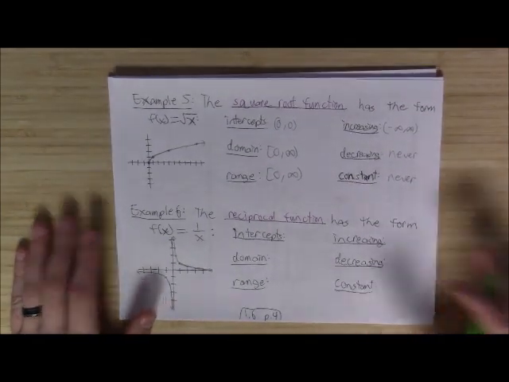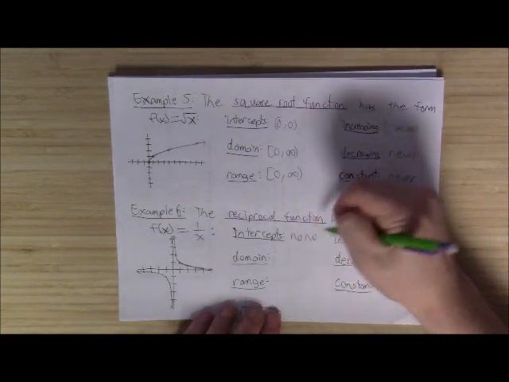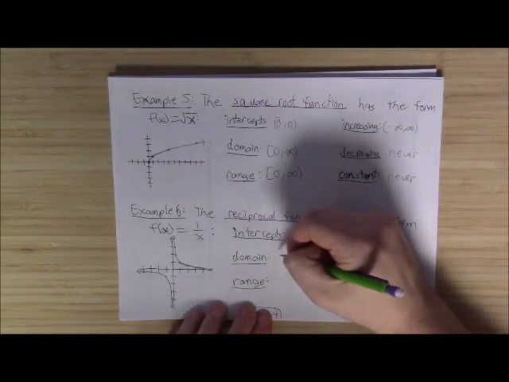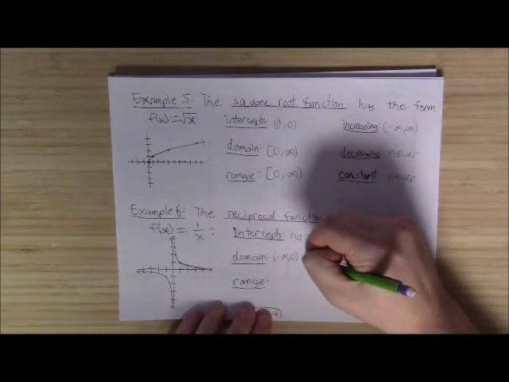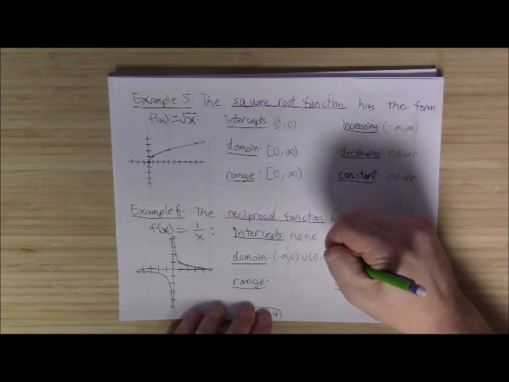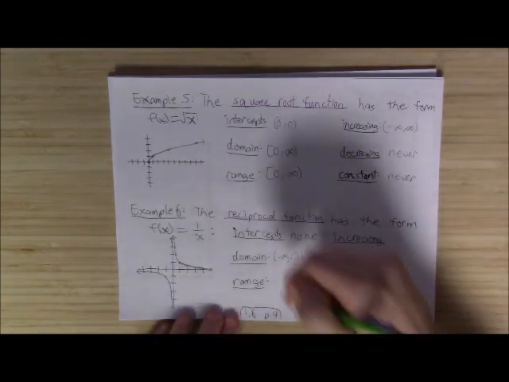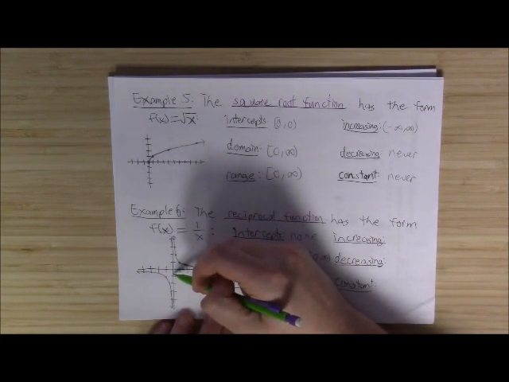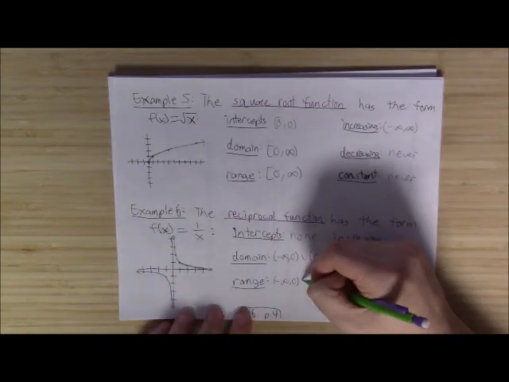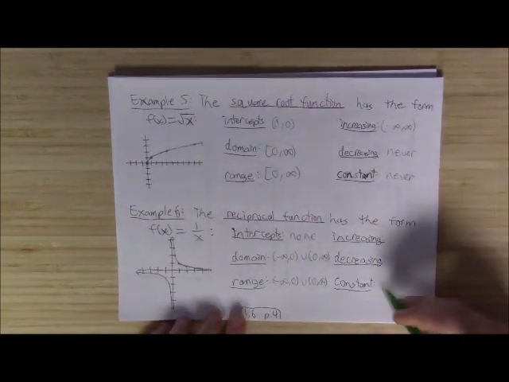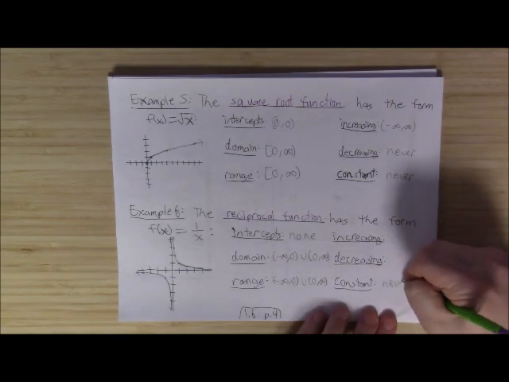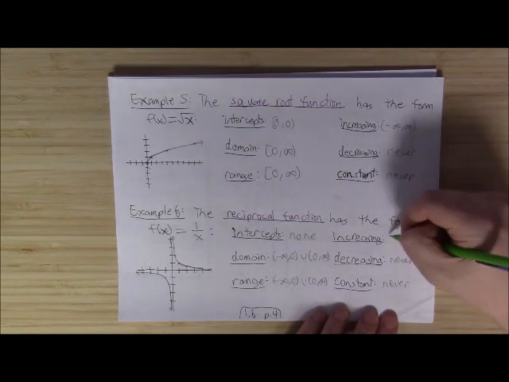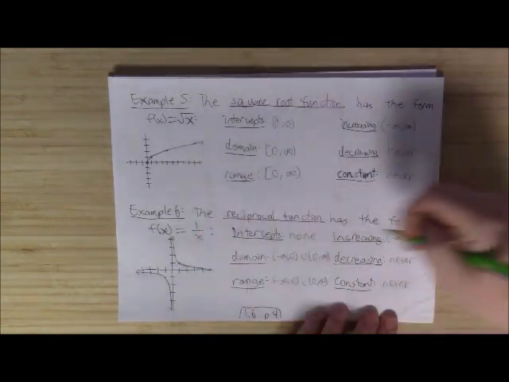Now, this function is interesting because it has no intercepts. Its domain is everything except 0. So in interval notation, that would be negative infinity to 0, union 0 to infinity. Just skip over 0. And its range is the same, because it goes up through here, you get up all these y values, then you skip over 0 and keep going. It's never constant. We're noticing a trend. And it's never increasing. It's always decreasing.